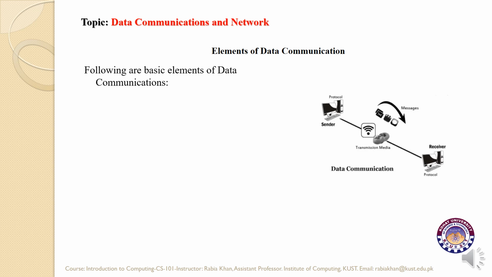Now, what are the elements that complete the data communication model or data communication process? Basically, there are three elements, but as the picture shows, there are some more elements I'll be discussing which are required to ensure data communication, but the basic ones are three.